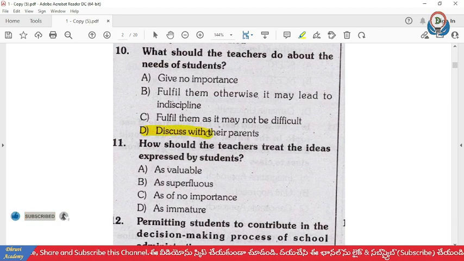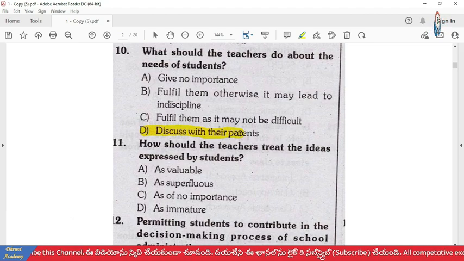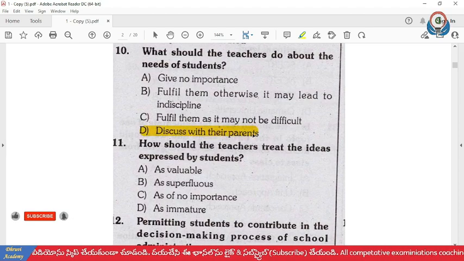The teacher should know the needs of the student by discussing with the parents. This is the right answer.